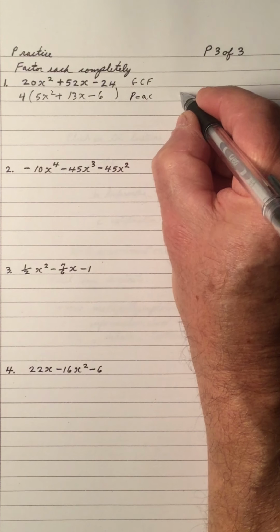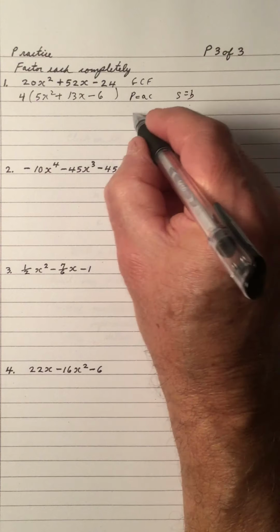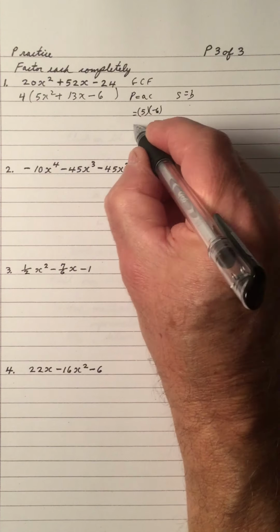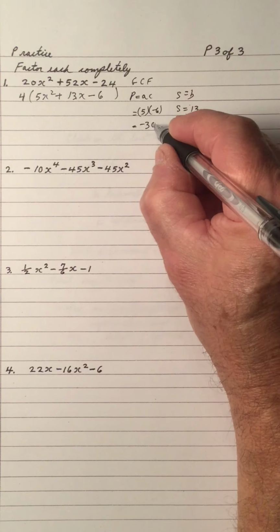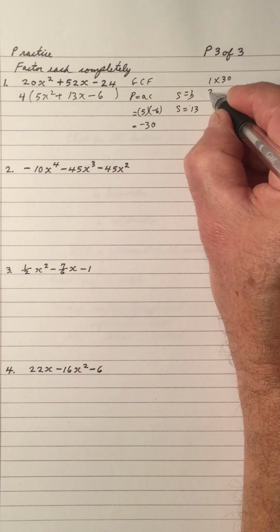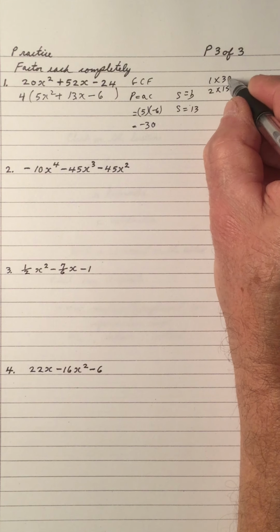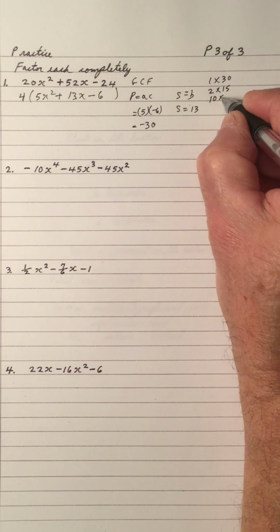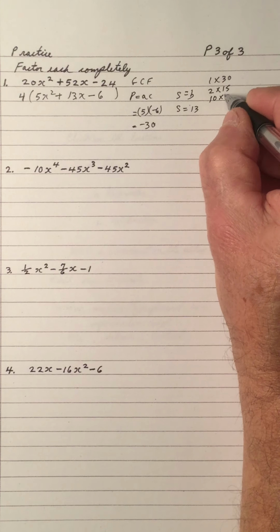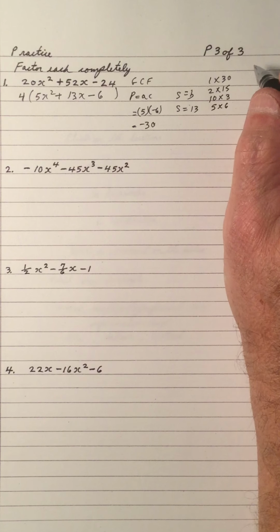Product is A times C. Sum is B. A is 5. C is negative 6. Product is negative 30. The sum is B, which is 13. So we're looking at the factors of 30. So 1 times 30. It's even, so it's 2 times 15. I see a 0, so I see a 10. So 10 and 30 goes 3. I also see a 5, so 5 into 30 goes 6. Hopefully I have them all.